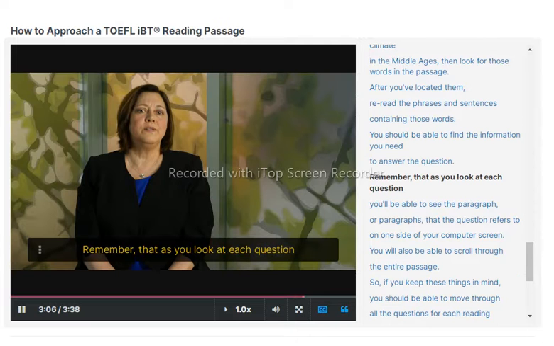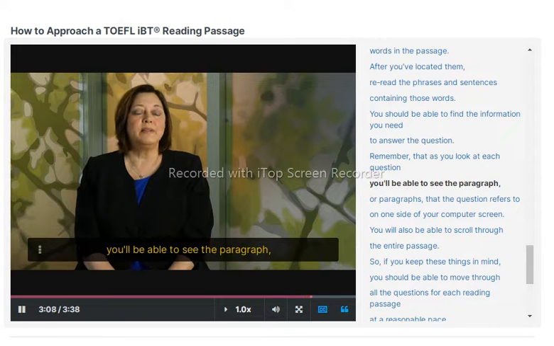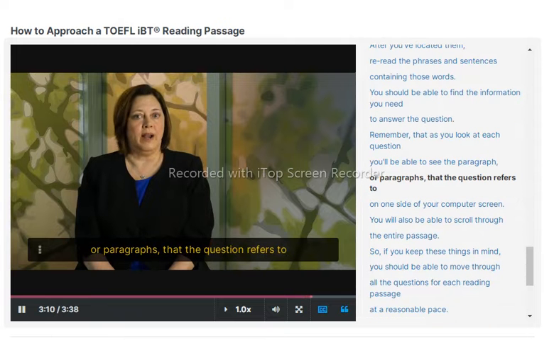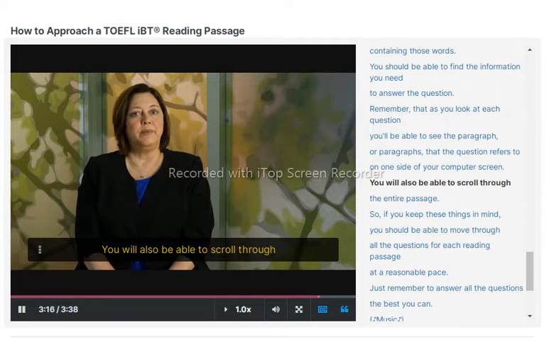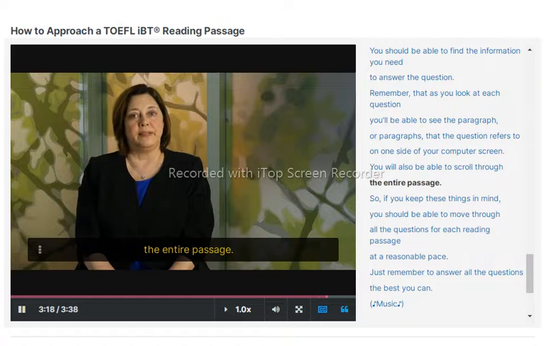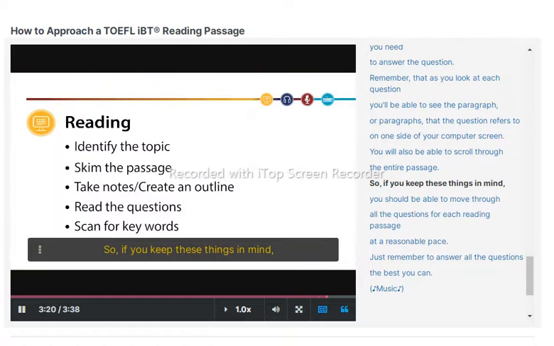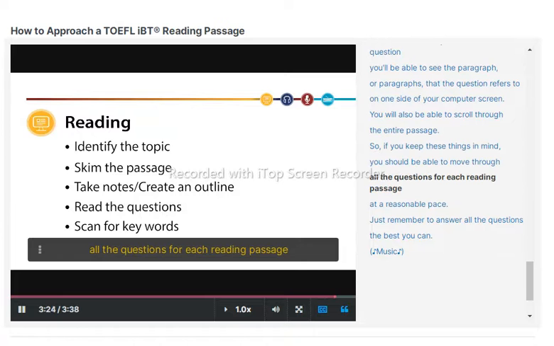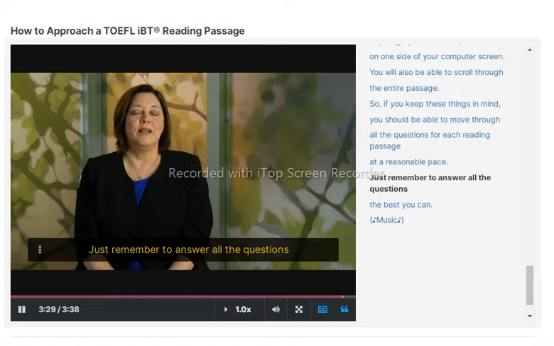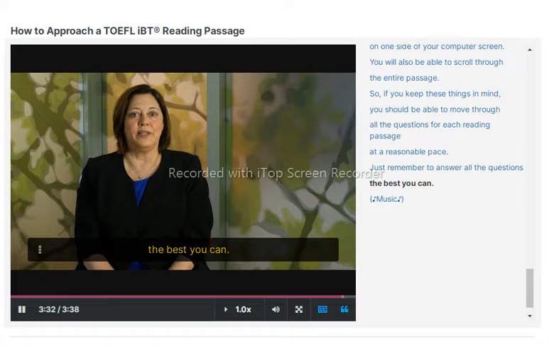Remember that as you look at each question, you'll be able to see the paragraph or paragraphs that the question refers to on one side of your computer screen. You will also be able to scroll through the entire passage. So, if you keep these things in mind, you should be able to move through all the questions for each reading passage at a reasonable pace. Just remember to answer all the questions the best you can.